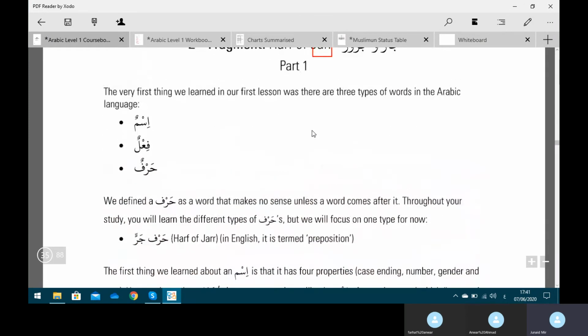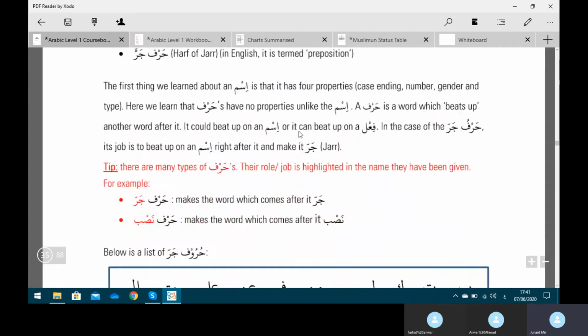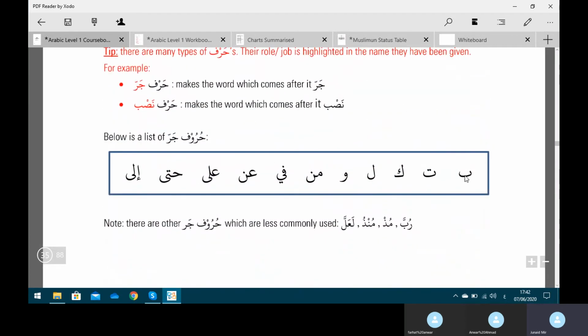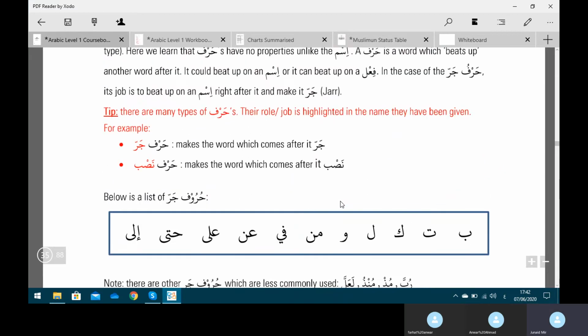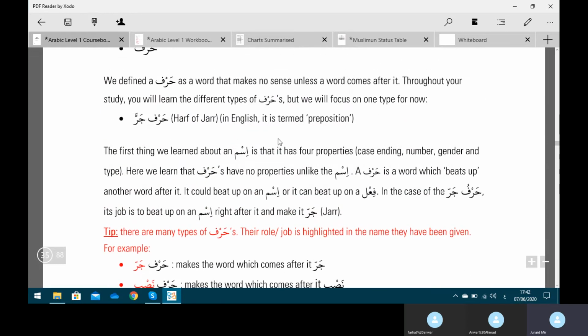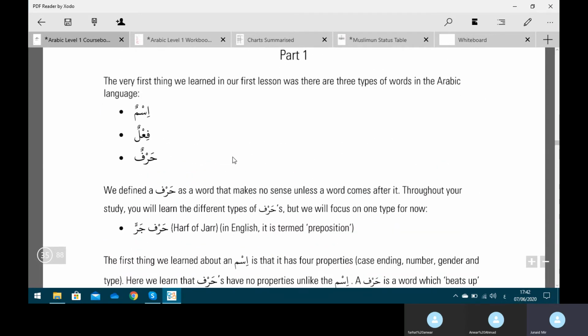We're going to go through that. Just keep that in the back of your mind for now. So basically, when I see a bi, the noun after it is not going to be raf on. It's going to be jar on. The case ending of the noun after it is not going to be raf on, it's going to be jar on. So keep that in the back of your mind for now.